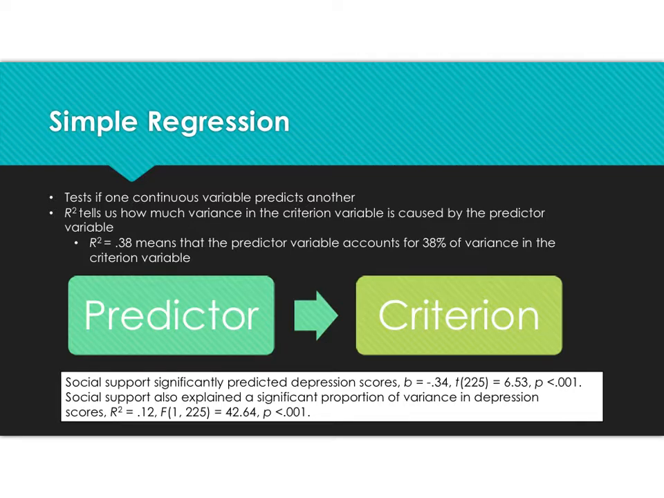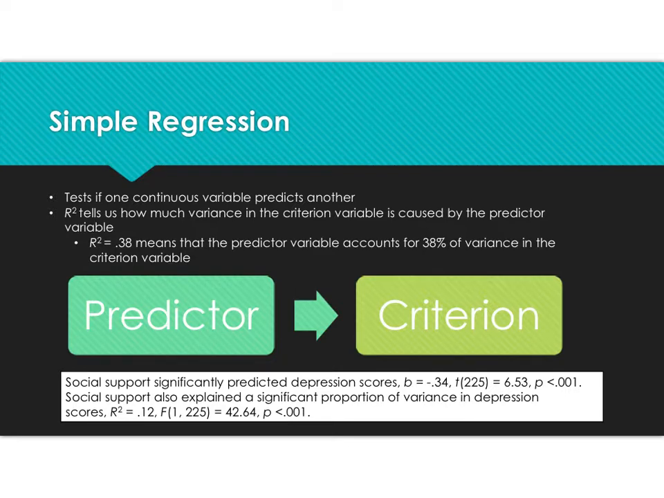So a simple regression also uses a correlational analysis, but the intention here is to predict. So this tests if one continuous variable predicts another. It also looks at slope, just like correlation does, but it also looks at the intercept, which you don't need to know, but it takes it a step further, and we're looking at prediction. Does one continuous variable predict another?